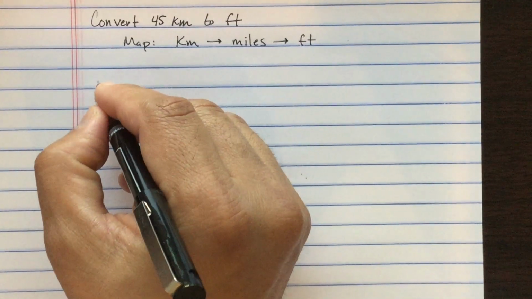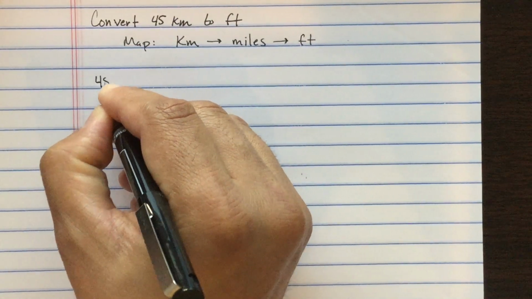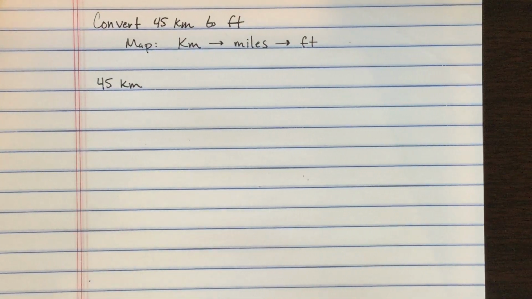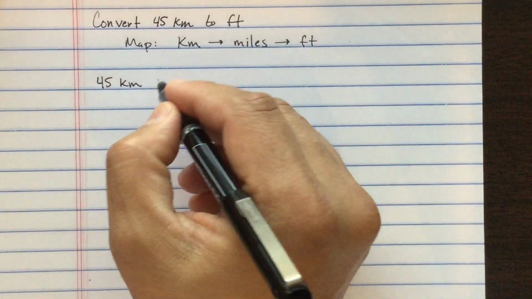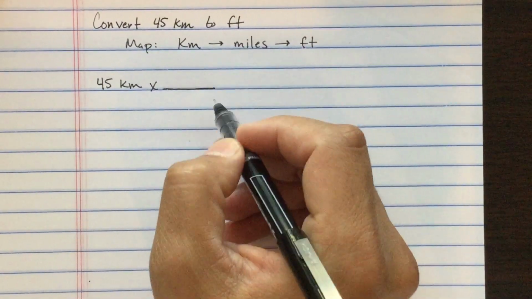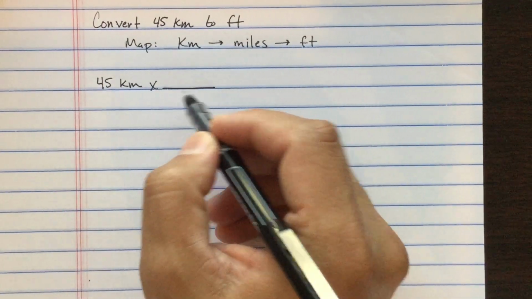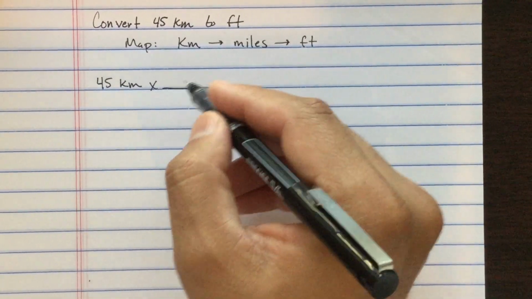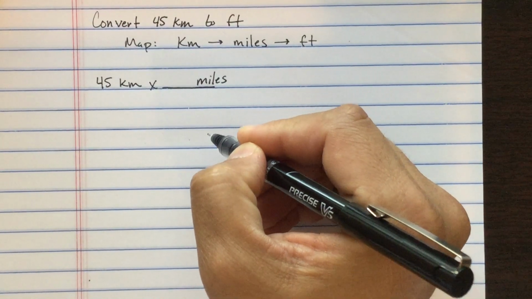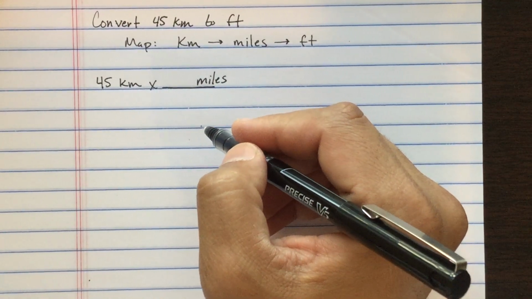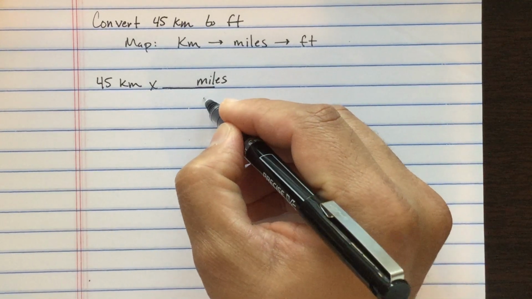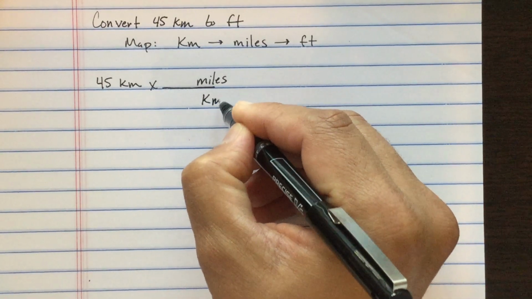Okay, so let's set this up. 45 kilometers is what we'll start with, times, and we're going to have a ratio in here. And remember, we want kilometers to be converted into miles first, so we'll draw the miles in the numerator. And we want to get rid of the kilometers, so we want that to cancel. So we're going to put the units of kilometers in the denominator.